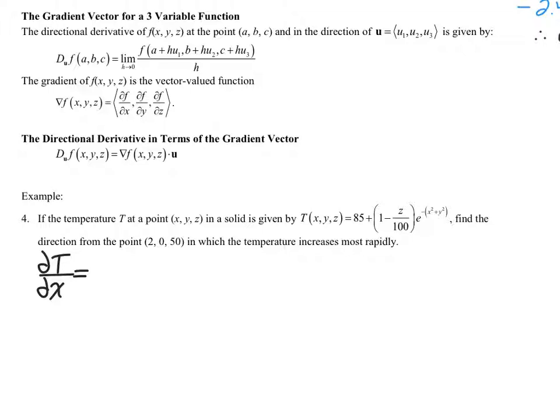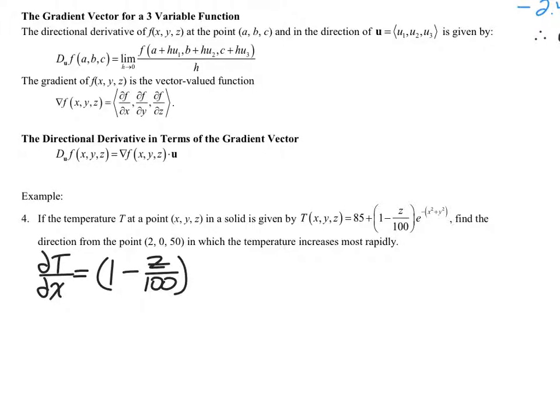So this will be fun. Now, it's actually not that bad, even though it's a very nightmarish looking original function. Well, the 85 is constant, and when I'm taking the partial with respect to x, I'm treating 1 minus z over 100 as a constant multiple. So that's going to stay put. I don't have to do anything with that.